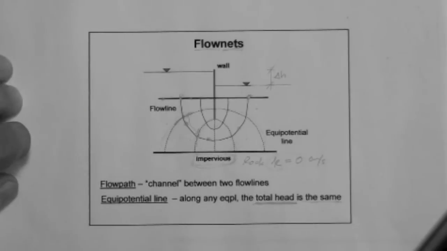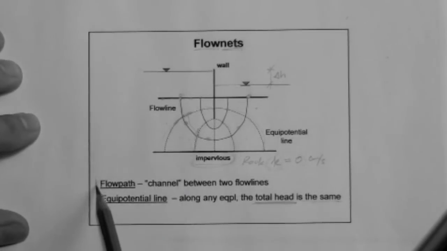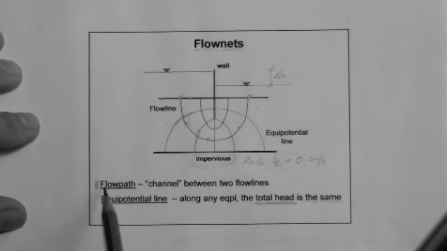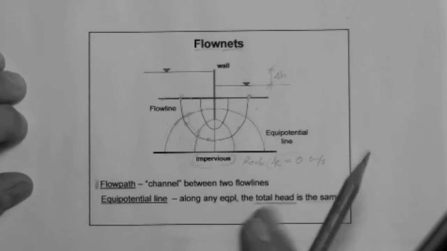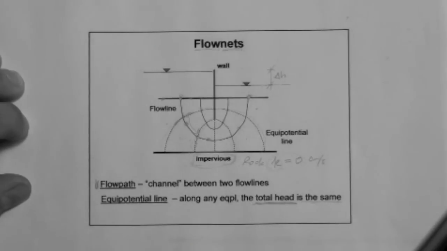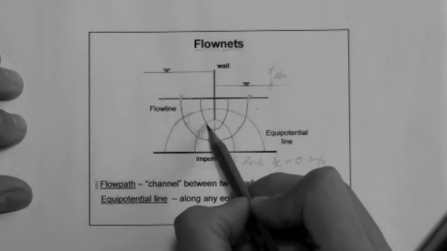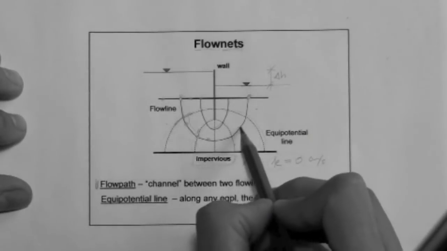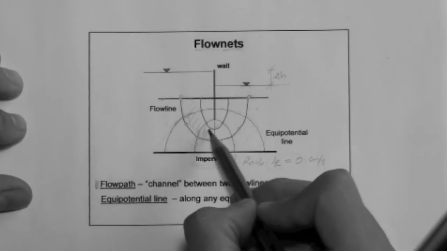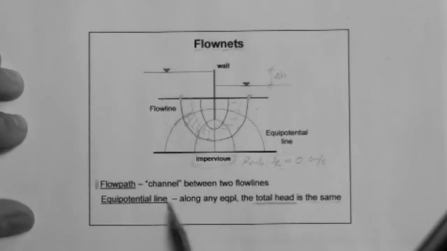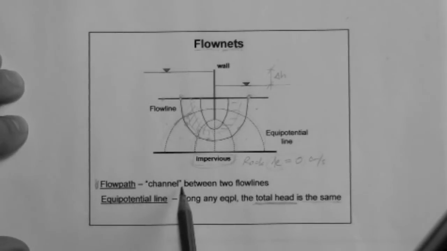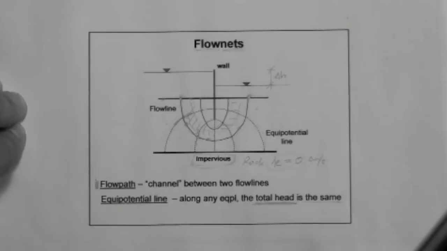Okay? Alright. Now here's another definition. It's called the flow path or flow channel. It's basically the channel or path, the road, let's say, between two flow lines. So for example, here's a flow line, here's another flow line. This thing here, this path, this tube, is called a flow path or channel. Okay, that's another definition and we will use it later on.